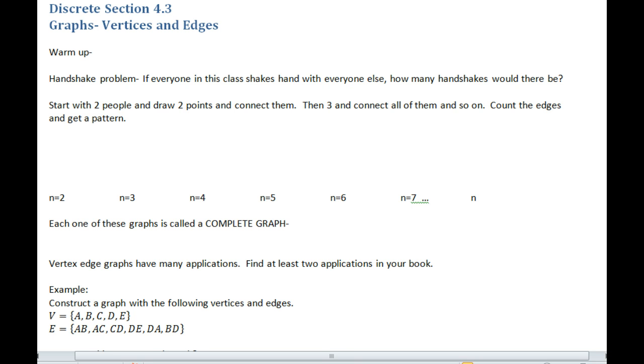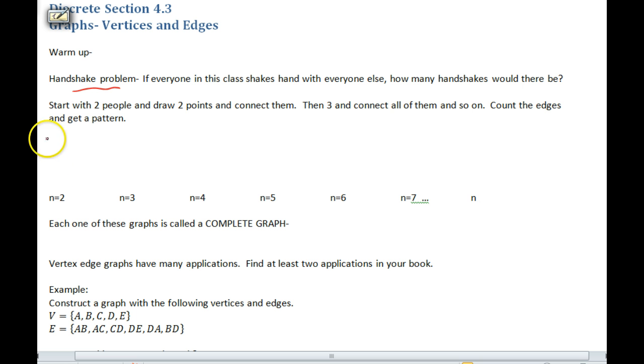So the first problem we've done before, and we've talked about it, and we modeled a little bit, but we'll go through it again here, is the handshake problem. If everyone in this class shakes hands with everyone else, how many handshakes would there be? And so what we want to do is try to go out here and say, for instance, we have 14 people in the class. How many handshakes would we have?